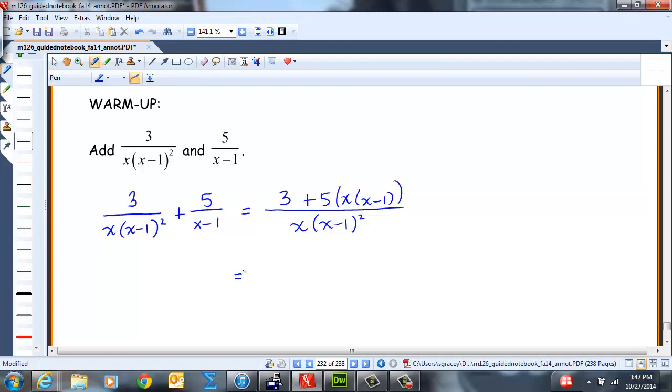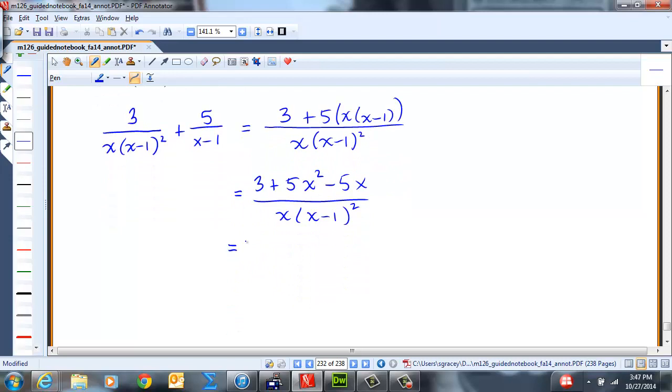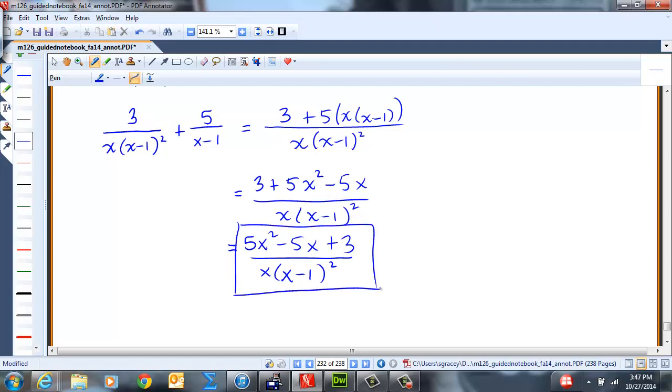So this will give us a result of 3 plus 5x squared minus 5x all over x times x minus 1, the quantity squared. Writing it in descending powers of x, we have 5x squared minus 5x plus 3 divided by x times x minus 1, the quantity squared. So first of all, how did you do with that? Great, I knew you could do it.